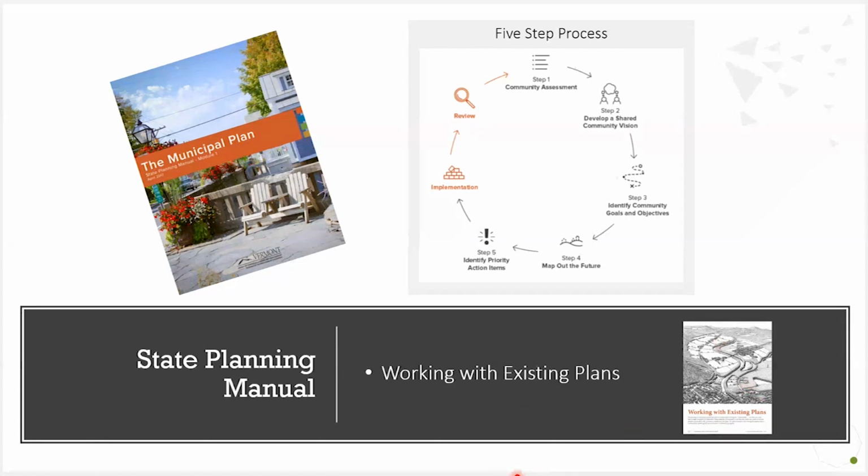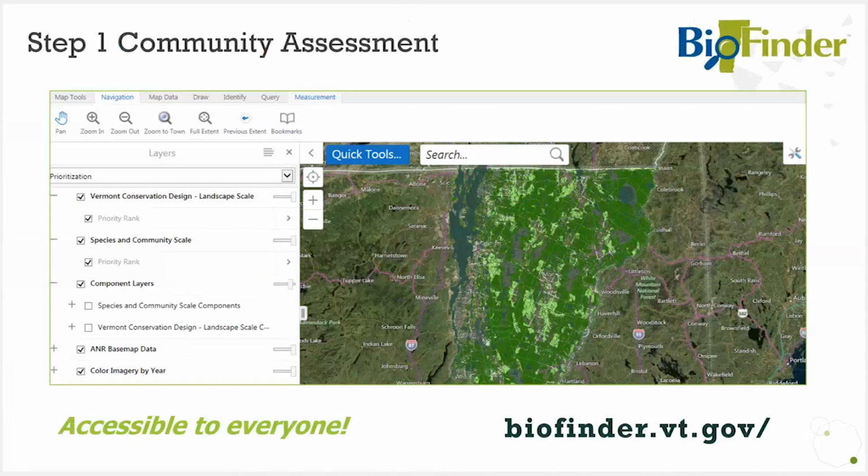The bulk of our work comes in the first step of this 5-step planning process, and that's the community assessment. Here we want to assess what's going on in our community with forest integrity. One of the best places to access data for this is BioFinder. If you type biofinder.vermont.gov into your web browser, it'll bring you to our one-stop shop for getting ecological data that you can use in your town plan.